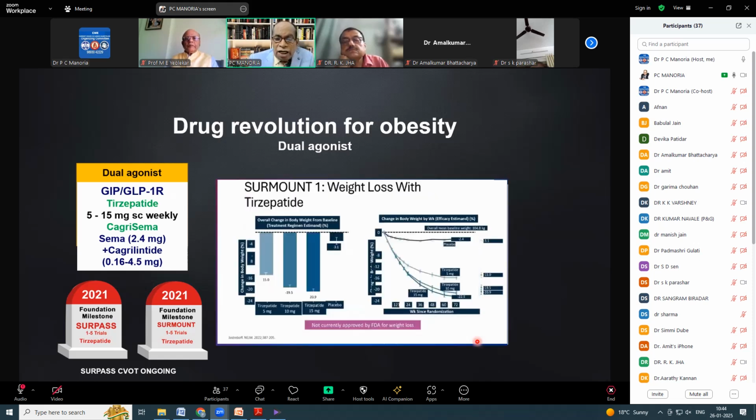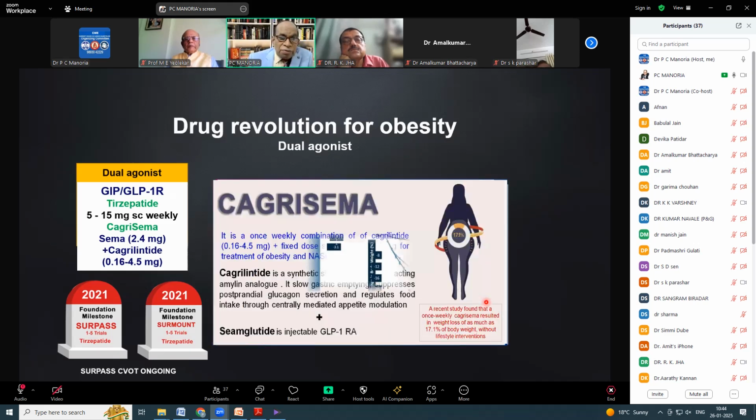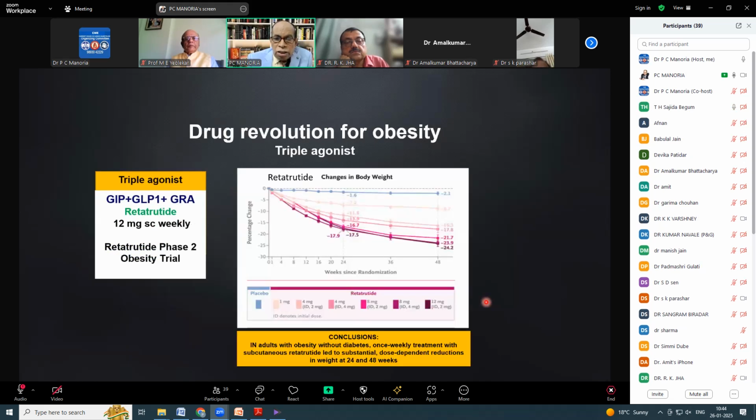And the SURMOUNT trial showed that you can decrease weight almost to the tune of 22% or so. And we have cagrilintide, which is again undergoing evaluation. Once weekly combination of cagrilintide in a fixed dose and semaglutide 2.4 has shown reduction to the tune of 17%. And we have now triple agonist, retatrutide, which has shown reduction in weight to the tune of 24%.